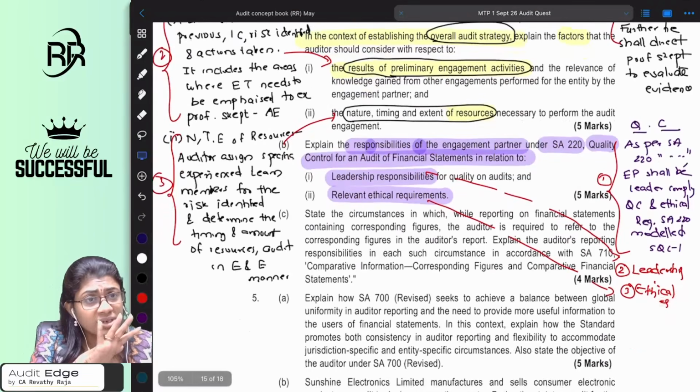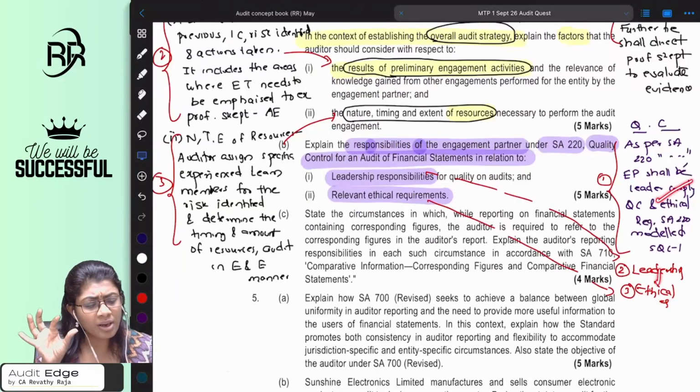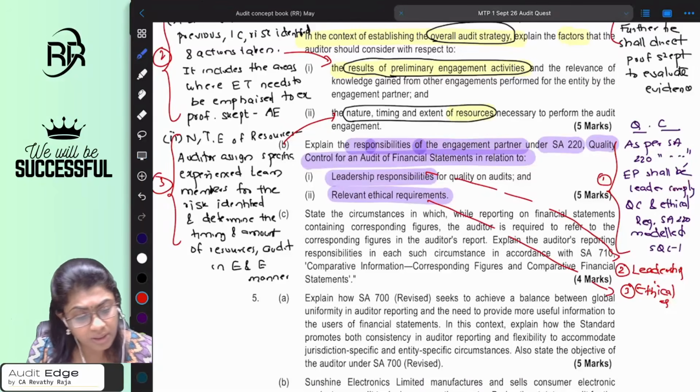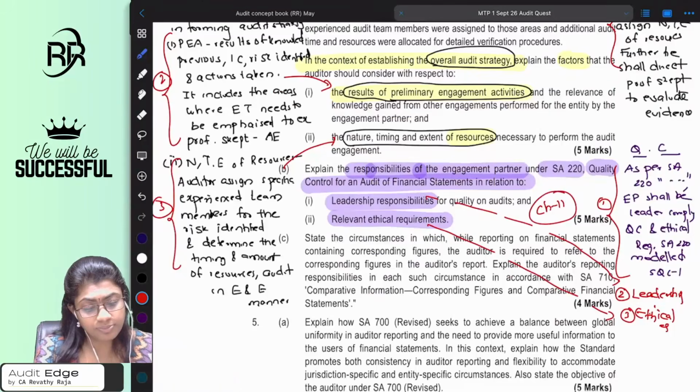So no need to write any conclusion over here. In the given case, it is not required. Just put an intro para and answer directly to the question. So this particular topic is from chapter 11.